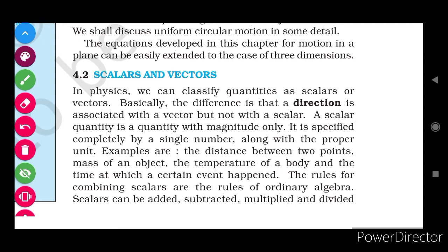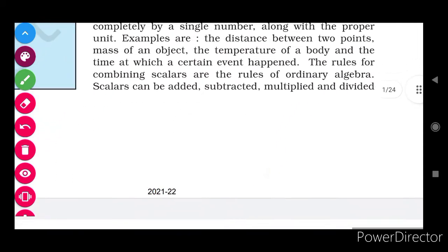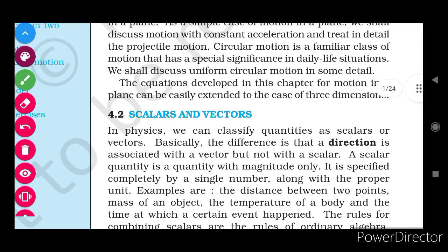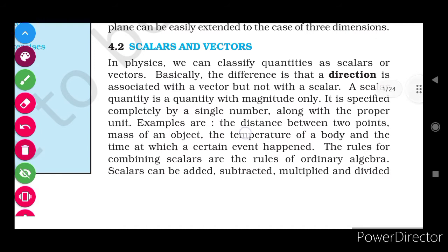An example of a vector quantity is force, because force acts in a particular direction. More examples are obviously velocity and displacement. Torque is one example. There are so many examples where we classify quantities as scalar and vector. Examples of scalars are the distance between 2 points and the mass of an object. There is no direction of mass: 10 kg, 20 kg, there is no direction. Temperature of a body, 40 degrees, 20 degrees, there is no direction.